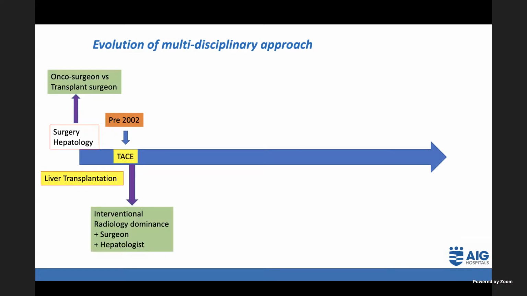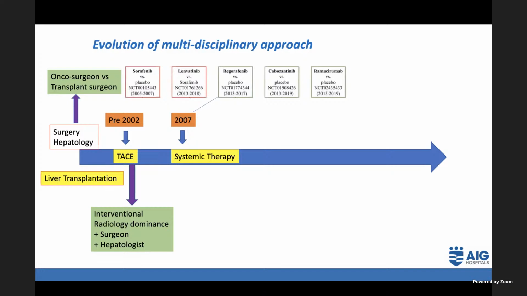Then in 2002, the first description of TACE came. And this was the period where the dominance of the interventional radiologist started. Some lesions used to go for a transarterial chemoembolization. Over a period of time, there was an evolution of RFA and microwave. So this was a zone where it was a combination of a surgeon, hepatologist, transplant surgeon, and an interventional radiologist.